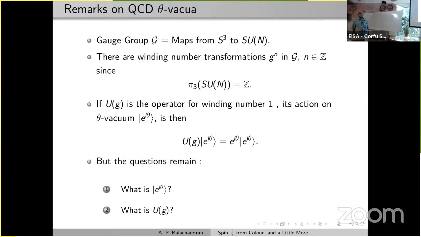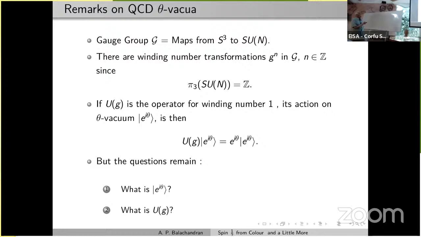So let me remind you of the gauge group in the case of SU(N). Here, the canonical way you find in textbooks is that the gauge group is a group of maps from the three sphere to SU(N). Three sphere is coming because the particular gauge transformations you consider become identity at infinity. So you have a compactification of R^3 into S^3, and you have these maps which I denote by script G. And for these maps, there are winding number transformations G^n with winding number n because of the fact that the third homotopy group of SU(N) is the set of integers. Okay? So this is a well-known result.